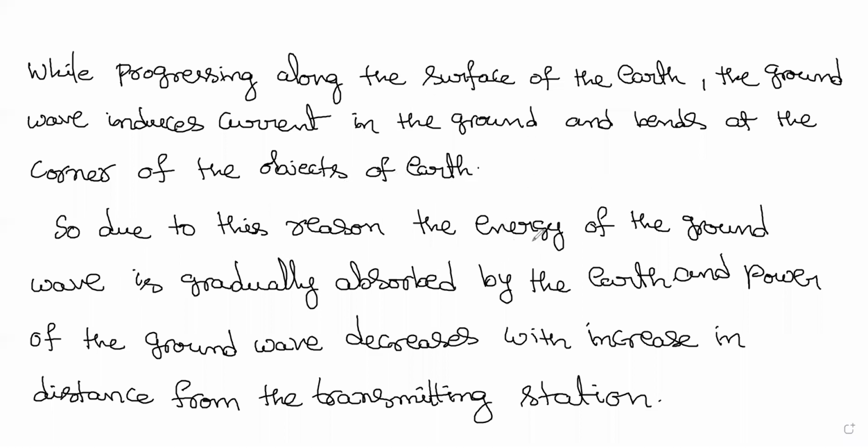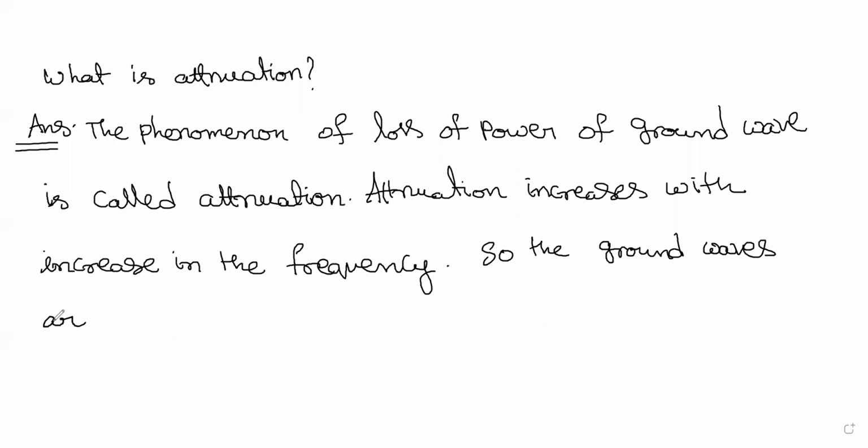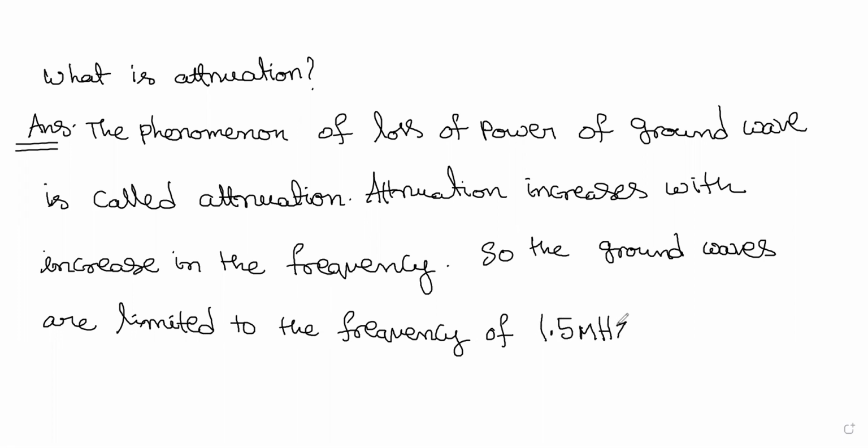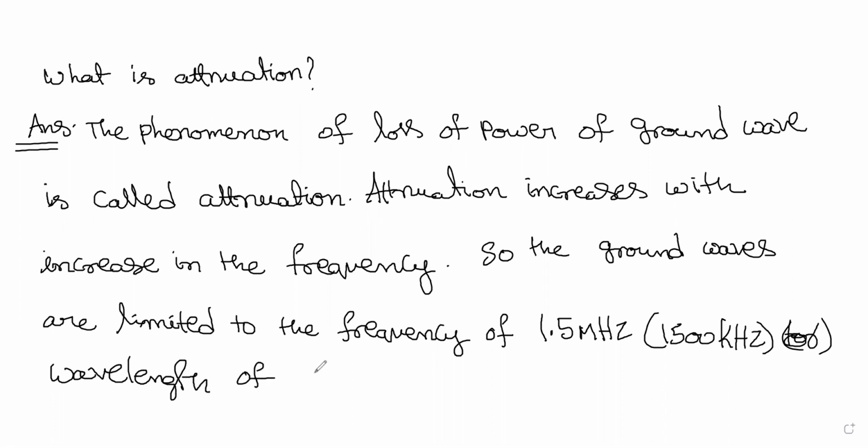So the ground waves are limited to frequency of 1.5 megahertz, that is 1500 kilohertz, to 200 meters. So we should not give any wavelength more than 200 meters. So 200 meters wavelength means it is radio waves generally.